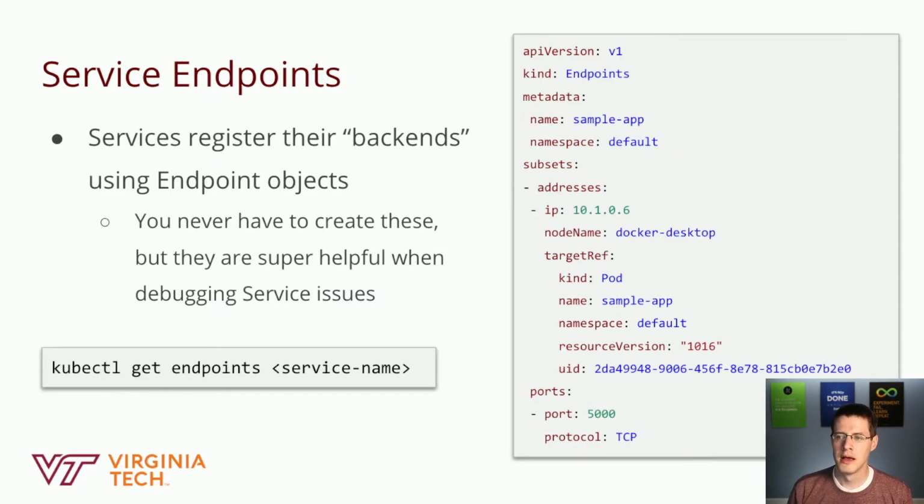Okay. Now, the final thing to mention, and we'll use these a lot more when we talk about debugging here soon, is that services register their backends, where they're going to forward their traffic, using what are called endpoint objects. Okay. And endpoint objects really just describe, here's the configuration and here's where I'm going to send the traffic as it comes into me.